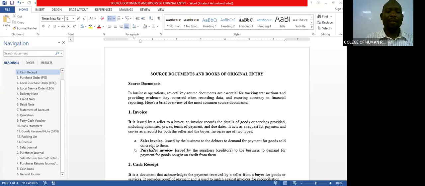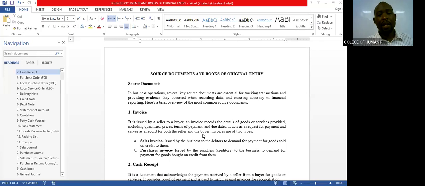Then number two, we have the purchases invoice, which is received by the business. We are not going to send it, we are going to receive it, because we purchased goods on credit from the suppliers. The suppliers will send that invoice to us, and that invoice demands that we pay for the goods that we bought on credit. Remember, the suppliers who supply goods to you on credit, we normally refer to as creditors. So it is prepared by the suppliers or creditors and sent to the business to demand payment for the goods that we bought on credit from them.